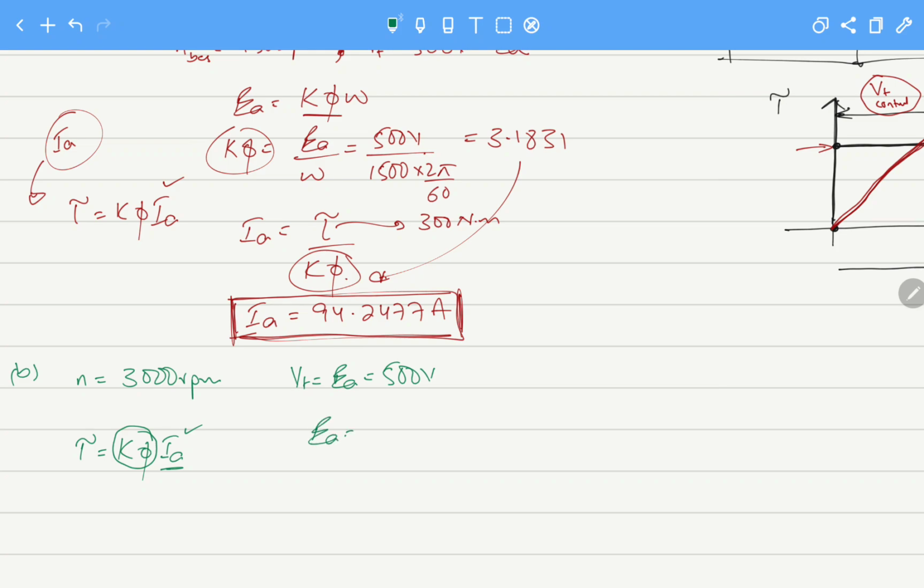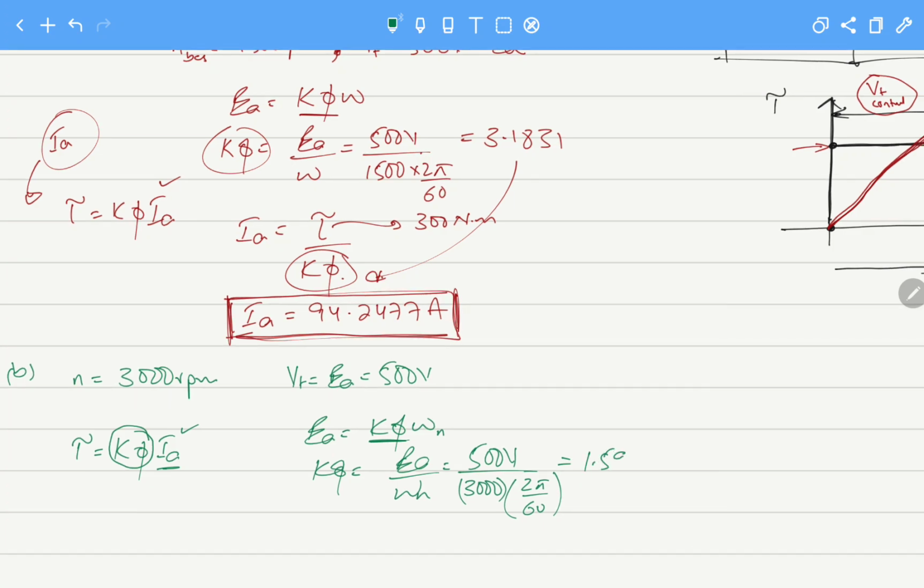This is EA equals K phi omega. So now for the new speed, omega n, K phi is EA over omega n. EA is again 500 volts and omega n is now 3000 rpm, and we have actually performed the field weakening effect there. That is why we have to again calculate the flux and this machine constant. So this will be 2 pi into 60, and this factor's value will become 1.5916.